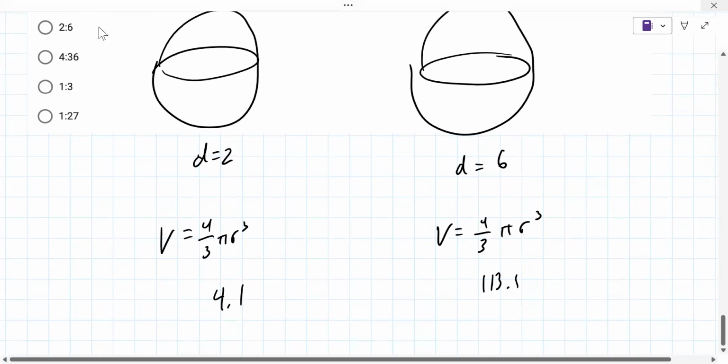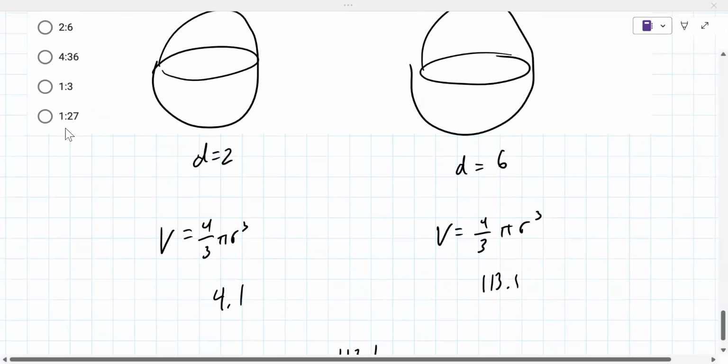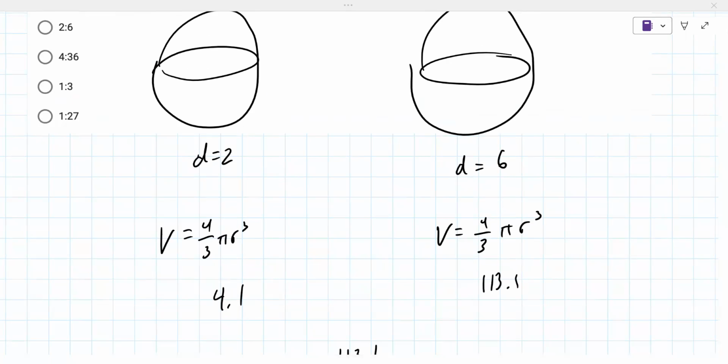So what I want you to do is take 113.1 and divide it by 4.1 and tell me what it roughly is. So that's roughly 27.6. So about 27. Okay, yeah, about right. So if it's about 27, it must be this last one.